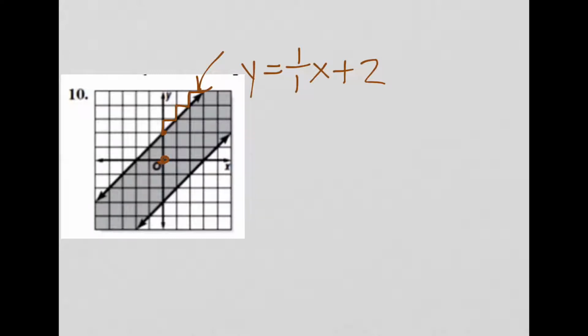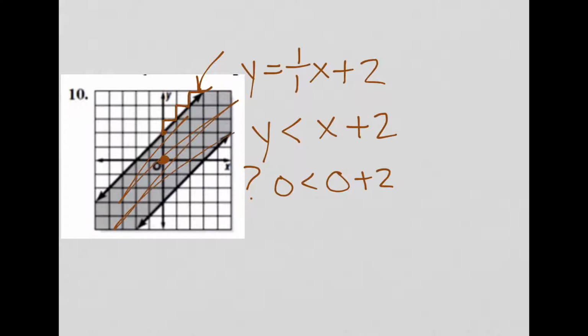Let's test the point 0, 0 and see if it's less than. Like, this is my guess. I think that y is less than x plus 2 would describe that region. So let's plug in 0, 0 to see. I want to know, is 0 less than 0 plus 2? Yeah. 0 is less than 2? Sure. Okay, so that means I originally would have shaded like all of that underneath.